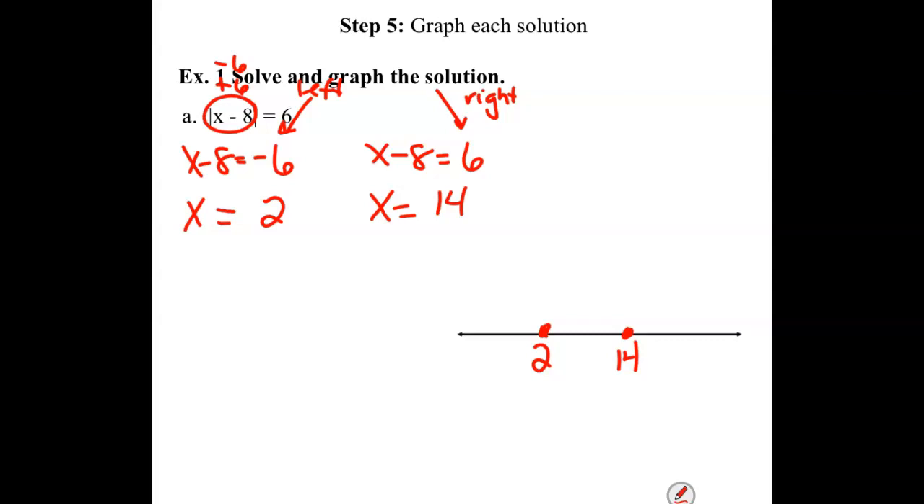Can we test that? If this was a test question, could we check that answer? Yes. And you check it by plugging it back in. If I put a 2 in there, 2 minus 8 is -6. The absolute value of -6 is 6. It works. If I put 14 in there, 14 minus 8 is 6. 6 absolute value is 6. Does that make sense? Okay.